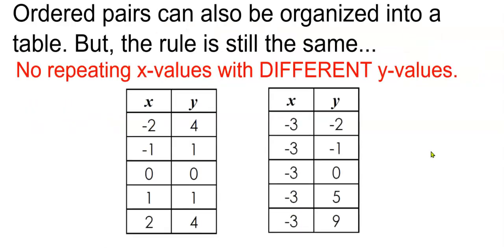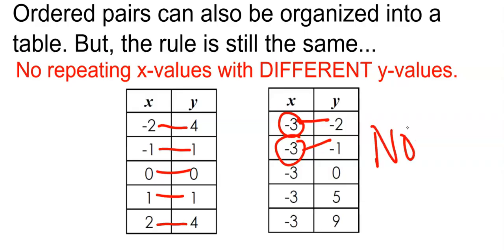This can work with a table as well. Ordered pairs can be organized in a table, and you can scan the inputs by going down the x column. Remember, every input can only have one output. If your input has more than one output, you are not a function.